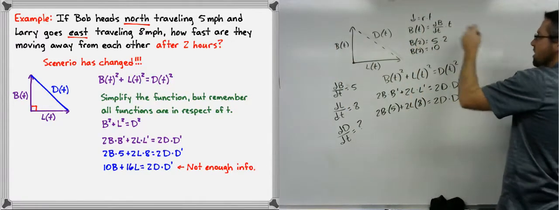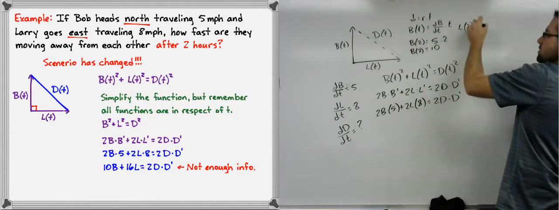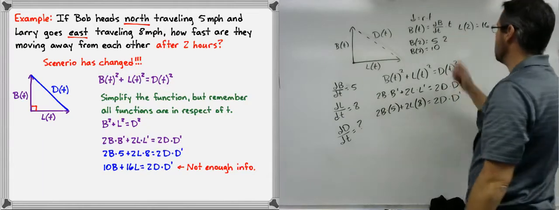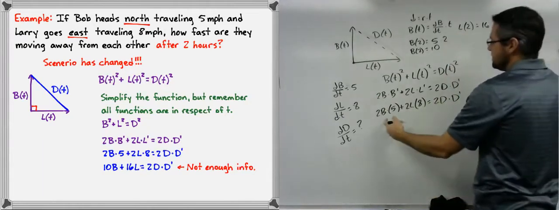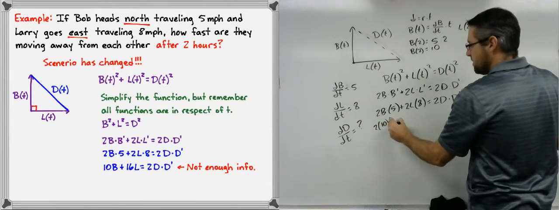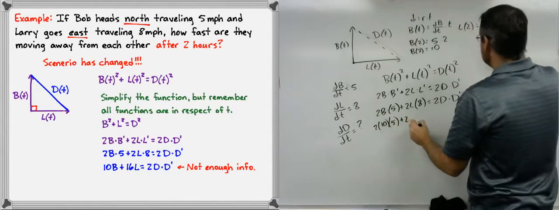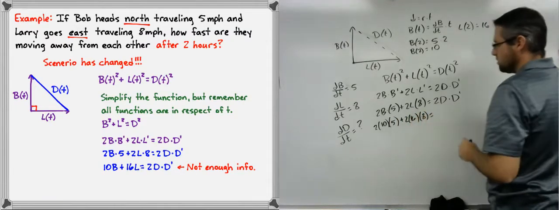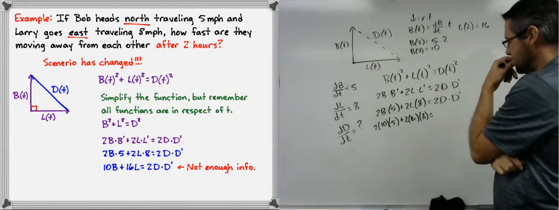We could do the same thing on L. On Larry, L of 2 is going to end up being 16 because 8 miles per hour times 2 hours. So we can plug those things in here. That'd be 2 times 10, and then times the 5, plus 2 times the 16 times the 8 equals, but we still are missing D.